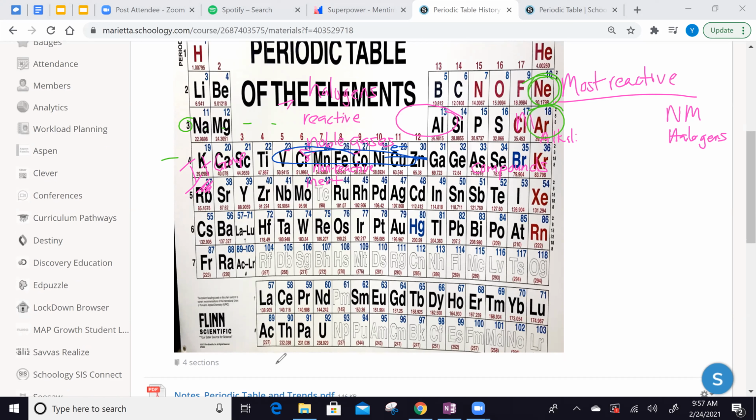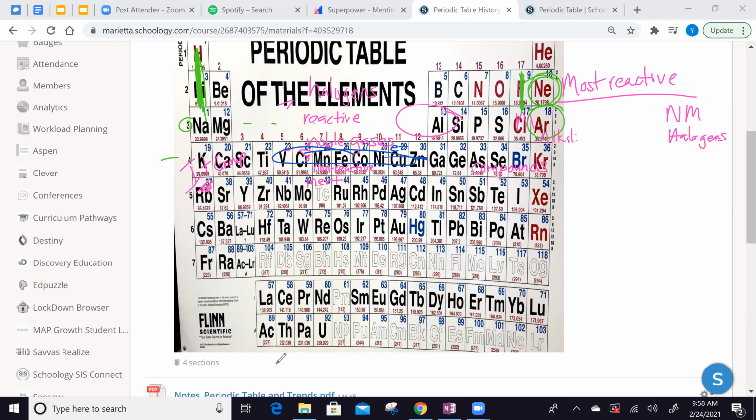Everybody wants to be full, okay? So here is why the alkali, which is this group, and the halogens are the most reactive. Alkali metals are like, oh my gosh, I got this one extra electron. That's why I got a new ring.